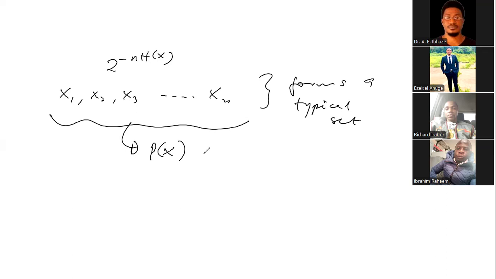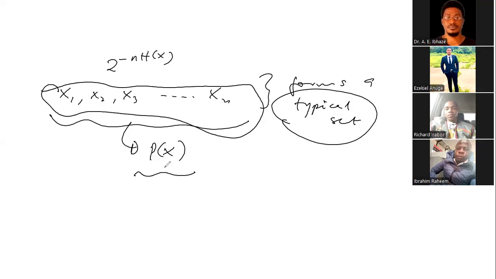Okay? Now, I have evoked the property typical set. It's a typical set largely because they are identically distributed. So for large random variables having the same probability of occurrence, we can say they form a typical set, right? Isn't it?